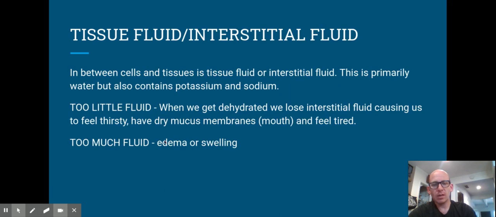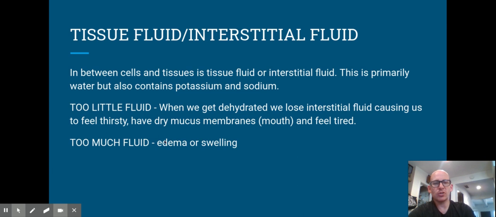But before we get to that, in between the cells, you have fluid. Okay, so we have this fluid. It's primarily water. It's called interstitial fluid. It does contain some electrolytes or ions like potassium and sodium, but it kind of keeps the structure, the overall structure of that tissue. Now, if you get a change in the amount of fluid in the tissue, that can be problematic in both situations if we don't have enough or if we have too much. If we have too little fluid, that's basically what happens when we get dehydrated.